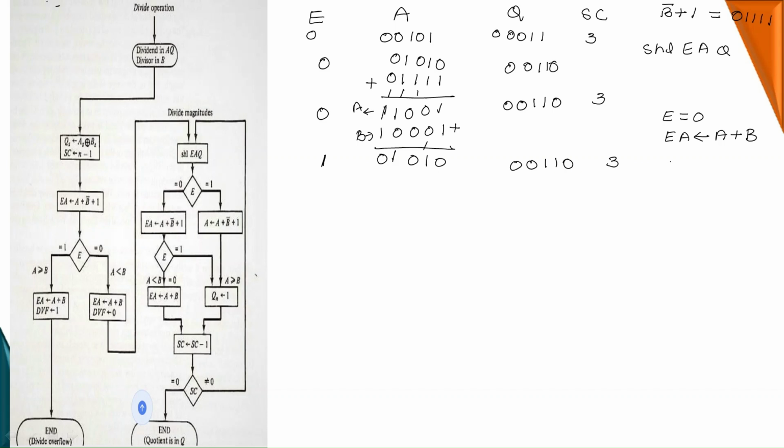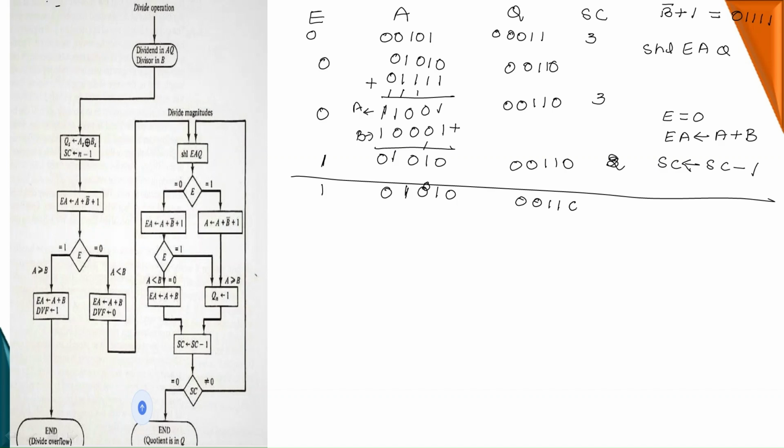Now you have to decrement your sequence counter. So sequence counter becomes 2. SC implies SC minus 1. Okay. Next step. So the content of E is 1, A is 0 1 0 1 0, Q is 0 0 1 1 0, and sequence counter is 2.